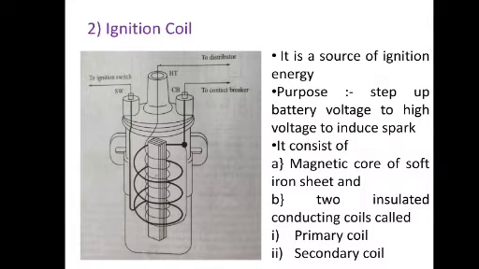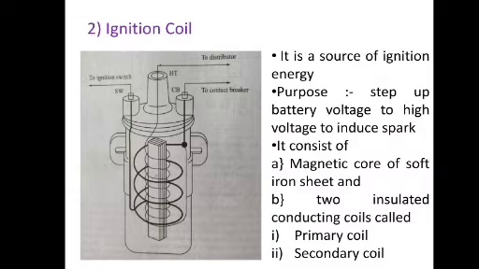It consists of a magnetic core of soft iron sheet and two insulated conducting coils called A, primary coil windings, and B, secondary windings. The secondary winding consists of about 21,000 turns of copper wire. It is wound close to the core with one end connected to the secondary terminal and the other end connected to the primary coil. The primary winding is located outside the secondary coil. It is generally formed of 200 to 300 turns of copper wire. The ends are connected to exterior terminals.